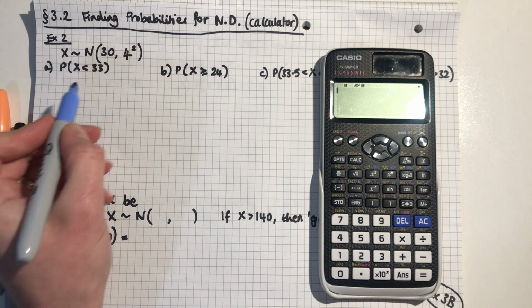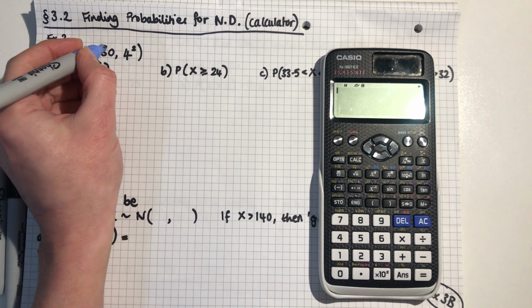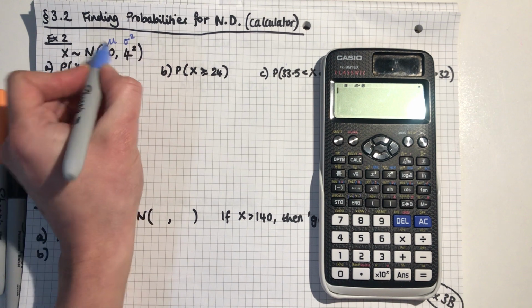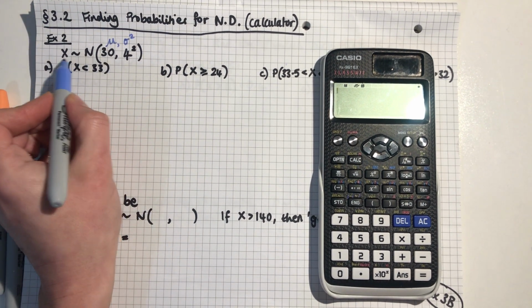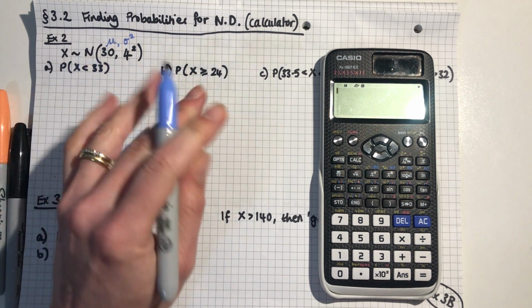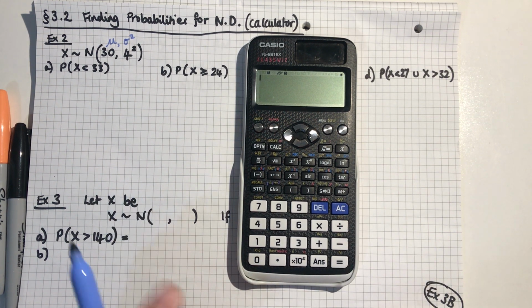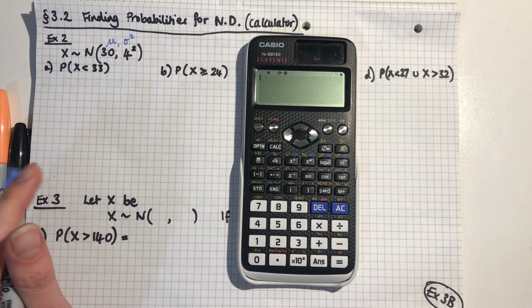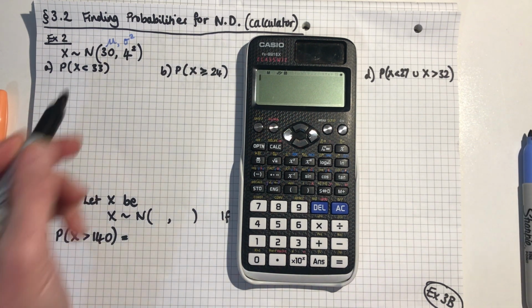In example 2, we're told that we have a normal distribution and the mean of the distribution is 30, the variance is 16, which means the standard deviation is 4. We're not given any information about this distribution, we're not given any context, so we don't know what x is, but this is purely to highlight how we find probabilities on the calculator. So the first thing I want to do is make sure that you understand that to do every single question like this, you're going to start by doing a quick sketch so that you can get your head around exactly what these distributions look like and what areas you're trying to find.